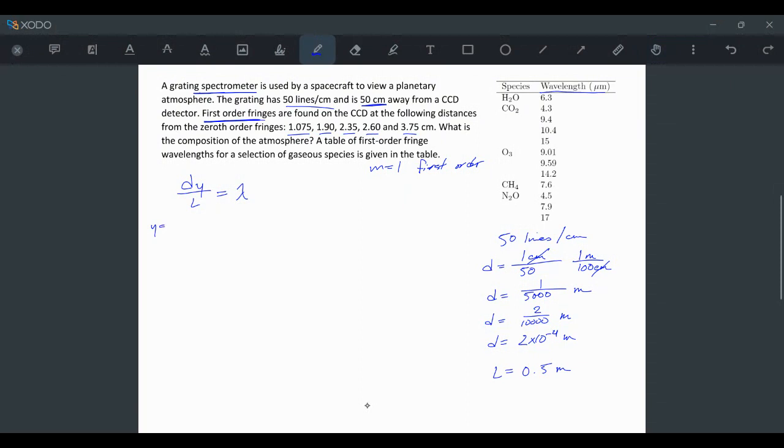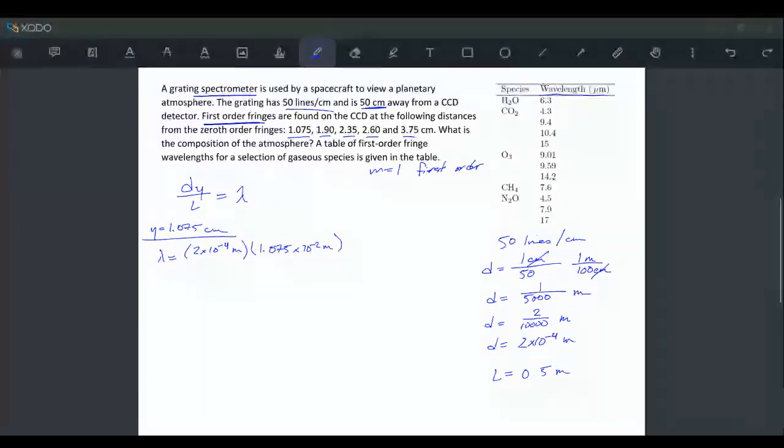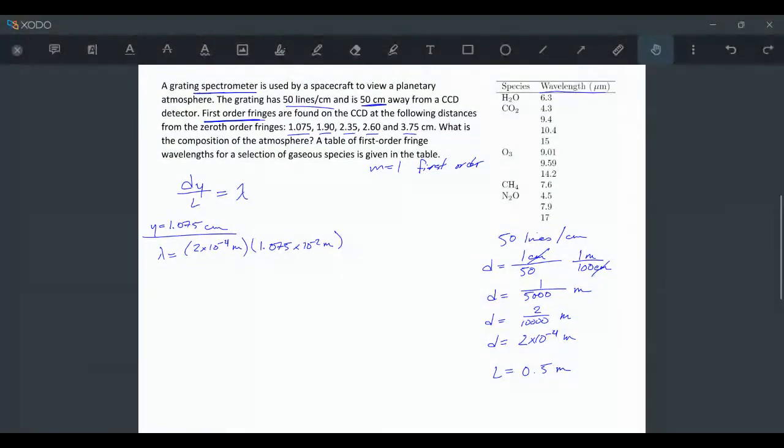So the first one, we'll just go from highest to lowest. The first position that we're given, we'll calculate the wavelength. So d was 2 times 10 to the minus 4 meters. Y was 1.075. To convert that to meters, there's 100 centimeters in a meter, so we just put 10 to the minus 2. And we want to divide that by half a meter, because that's our distance from the grating to the detector.